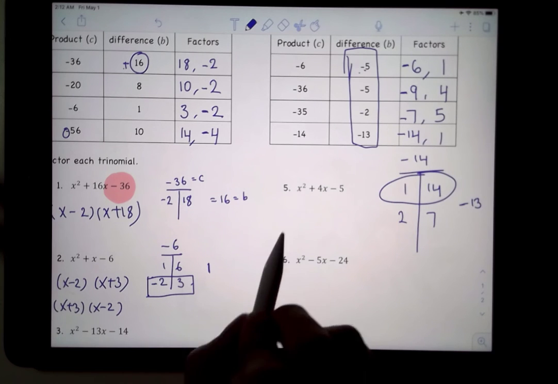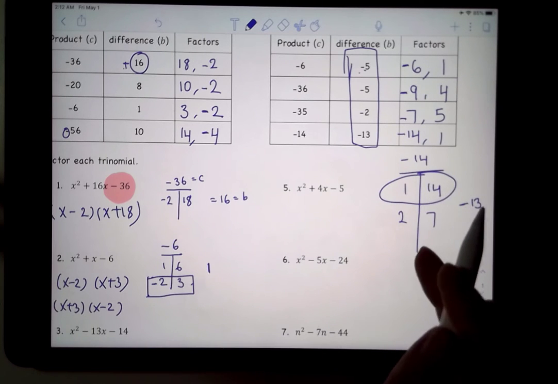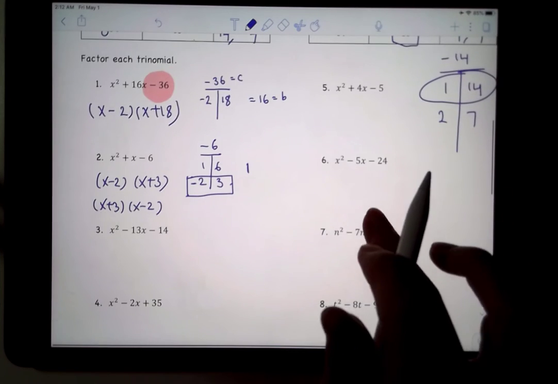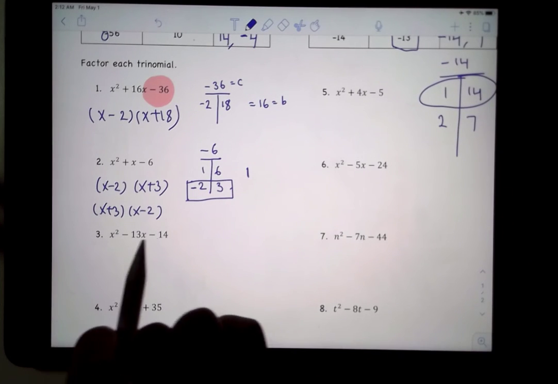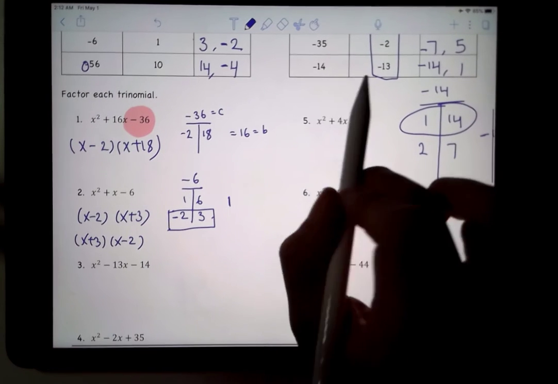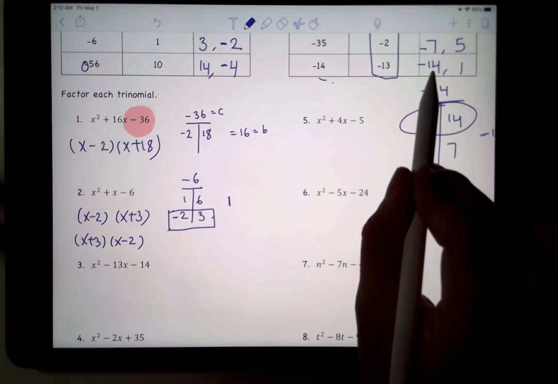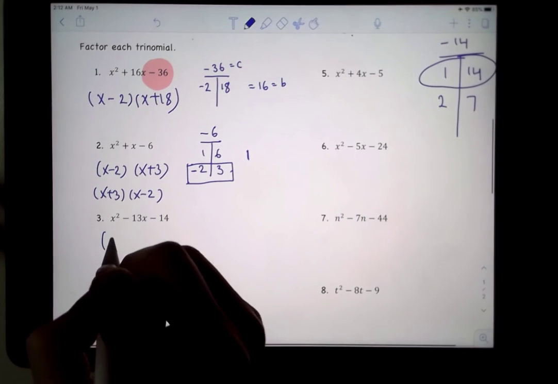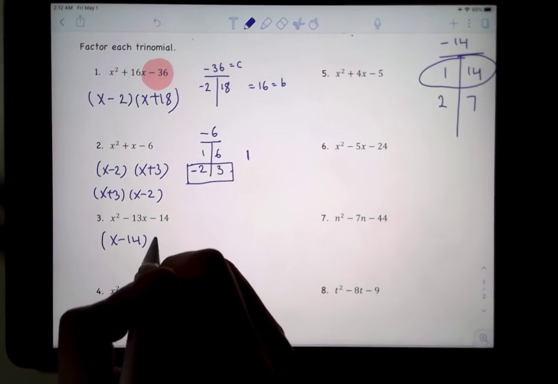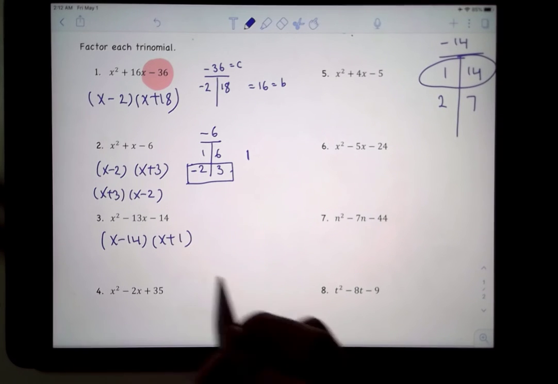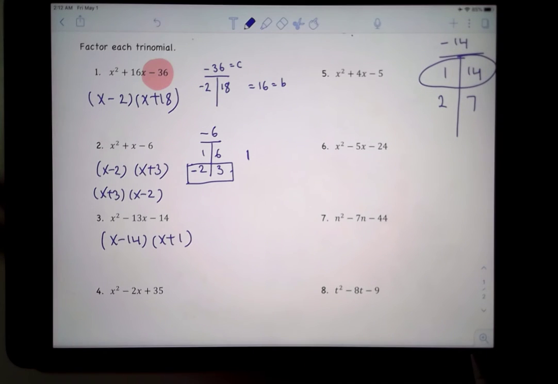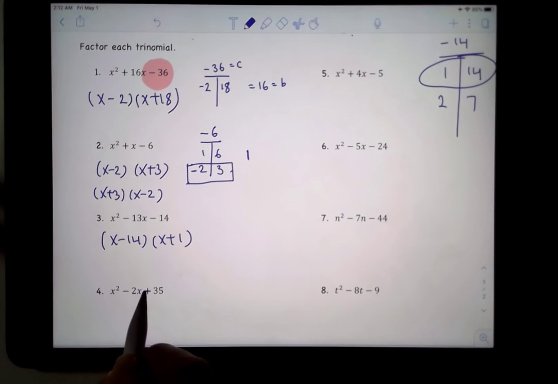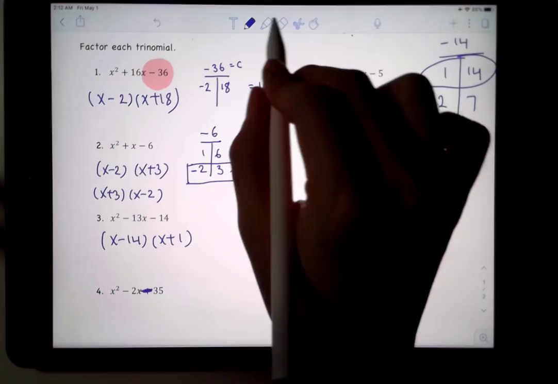Let's look at number 5. Oh, no. Let's look at number 3, guys. Number 3. So negative 13 and negative 14. I use it here. So my numbers were negative 14 and 1, right? So x minus 14, x plus 1. That's it. And 35 and negative. Oh, that's supposed to be negative 35, guys. This is negative 35.